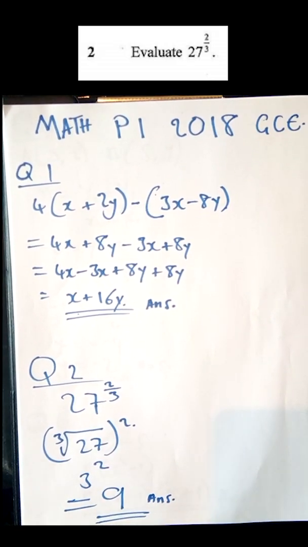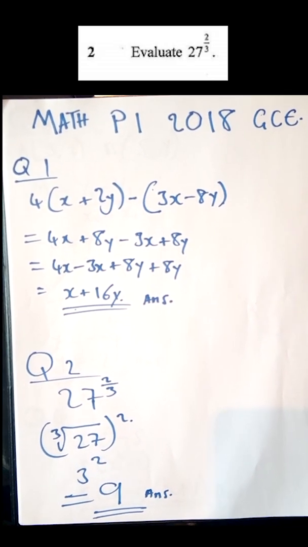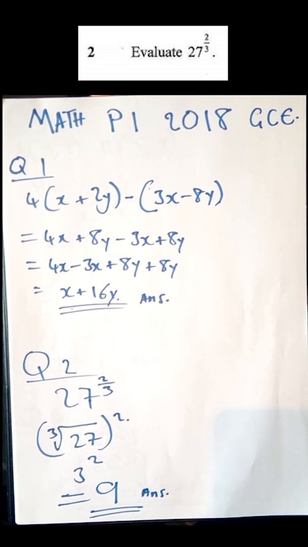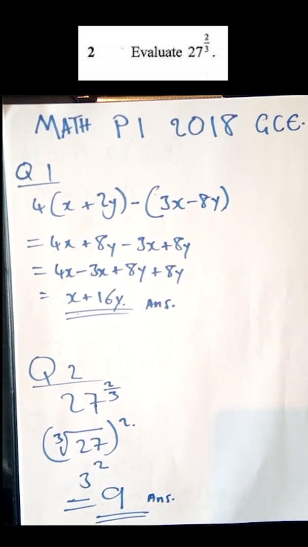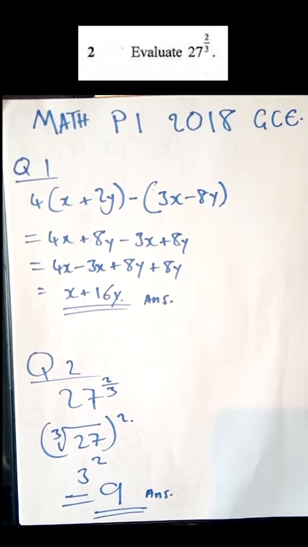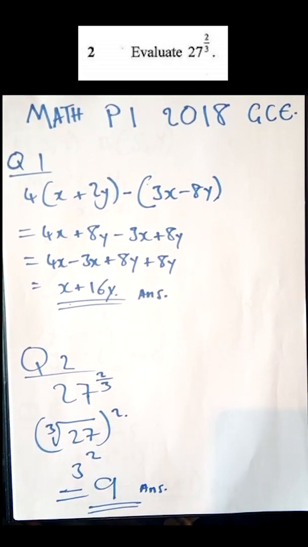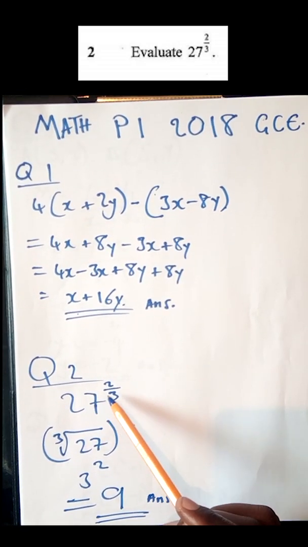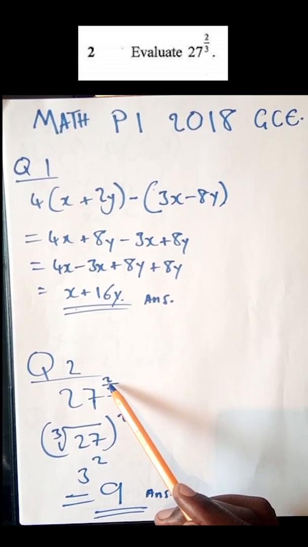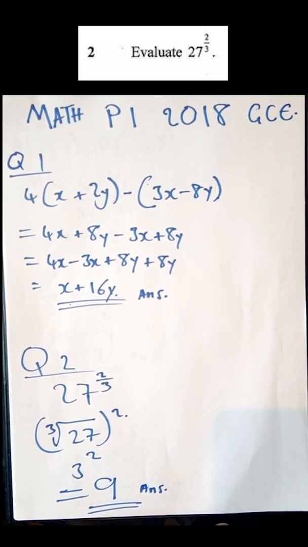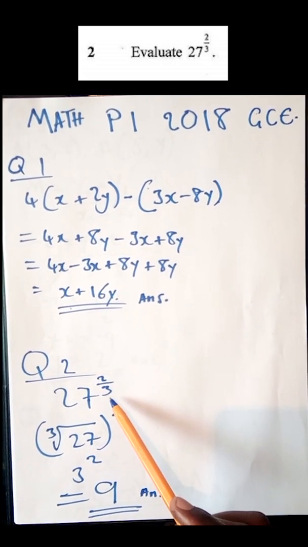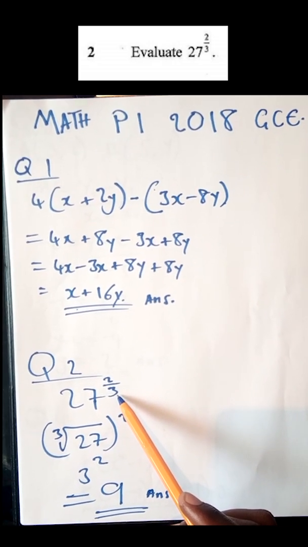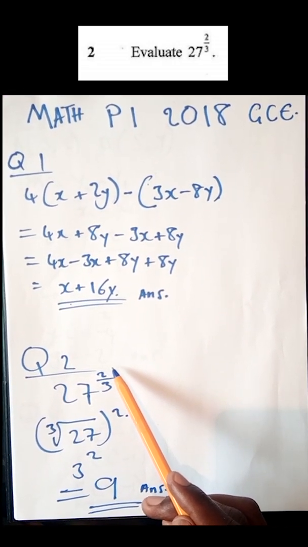Question number 2, you are told to evaluate. Evaluating is the word which is used to solve. Instead of saying solve, you are told to evaluate. It's the same thing. So you have to solve this. How are you going to solve it? 27 is raised to a fraction, and that fraction is 2 over 3. This is the tip that you need to know. You need to know that 3 is the denominator and 2 is the numerator.